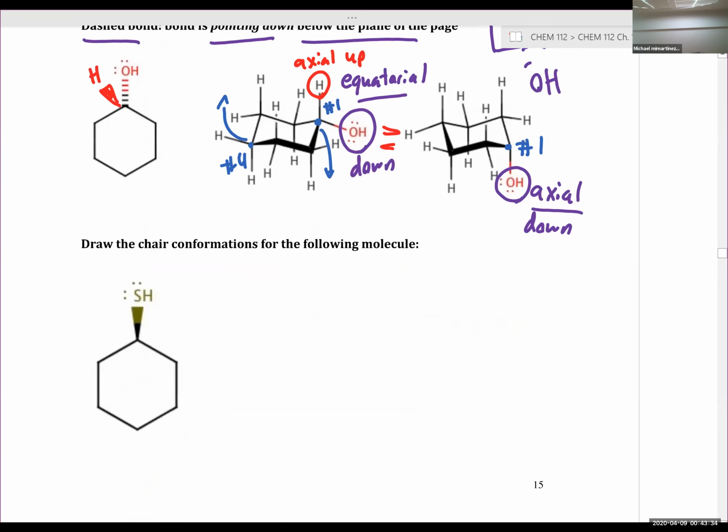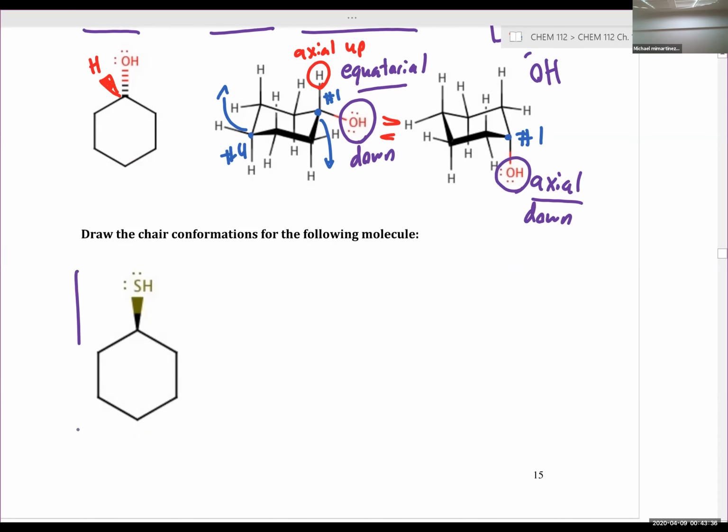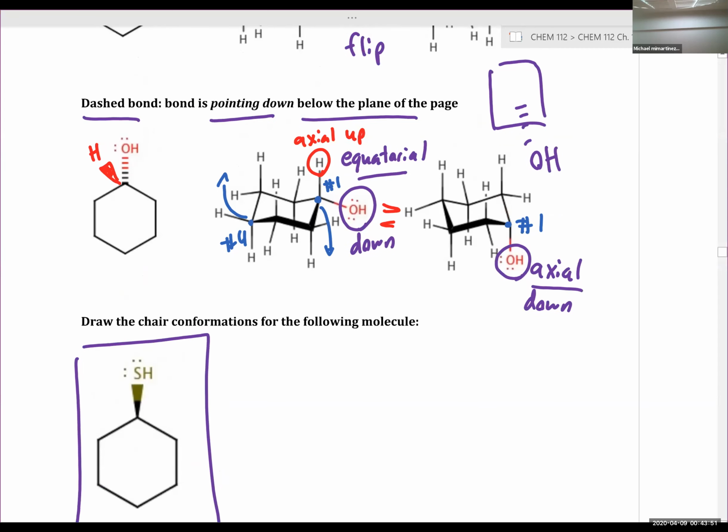Okay, so what I want everyone to do is to take a moment and try and draw on their own piece of paper a reasonable chair conformation. The reason why you do ring flips is you're showing the two conformations for each of your molecules. So this molecule can exist in either of these conformations, and what we're going to do later on in this chapter is compare the energy of these conformations to assess which one of these conformations is most predominant.